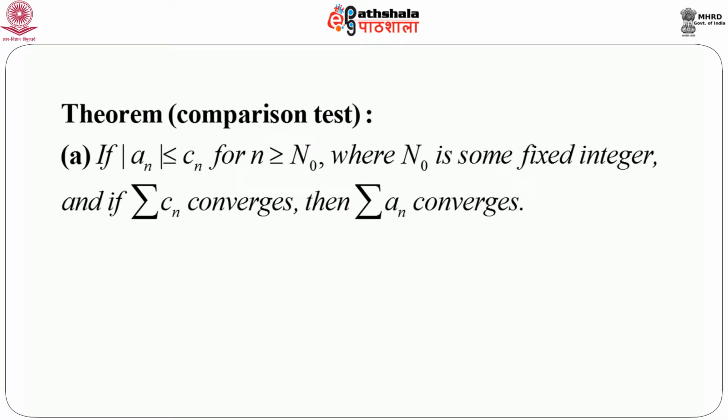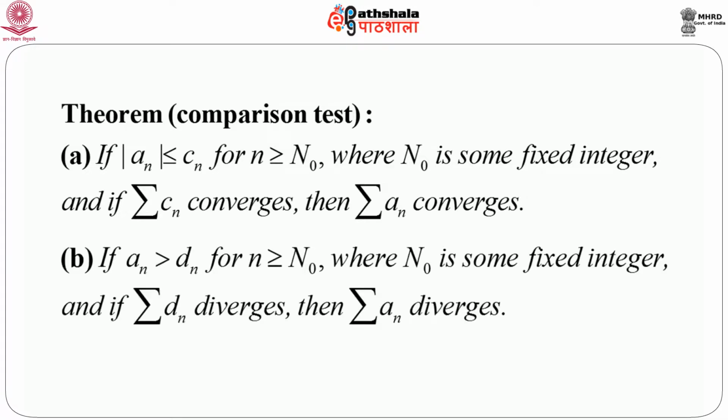First, let us recapitulate one important test that we have already done, which is known as the comparison test. Suppose the modulus of the nth term in the series, that is, modulus of a n, is less than or equal to c n for all n greater than or equal to n naught, where n naught is some fixed positive integer, and if summation c n converges, then it can be shown that summation a n also converges. That means the convergence of the original series is studied in terms of the convergence of a series whose nth term dominates the nth term of the original series.